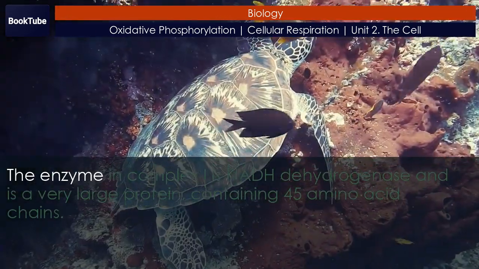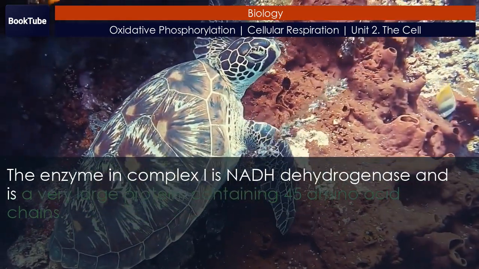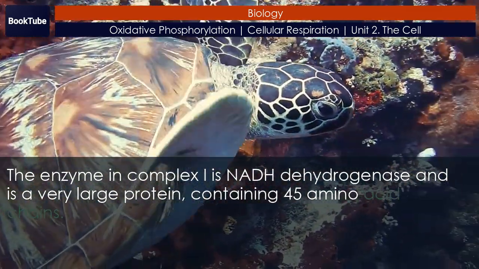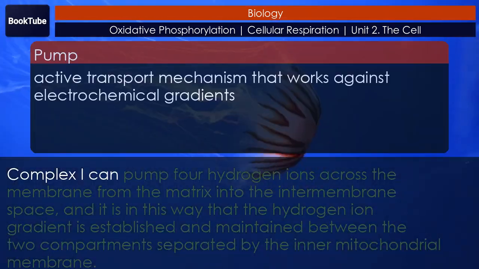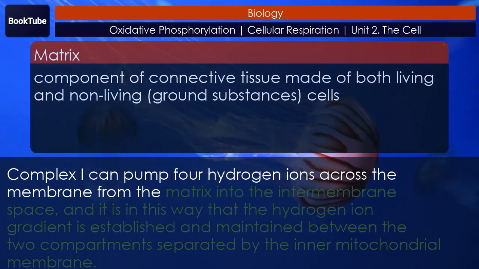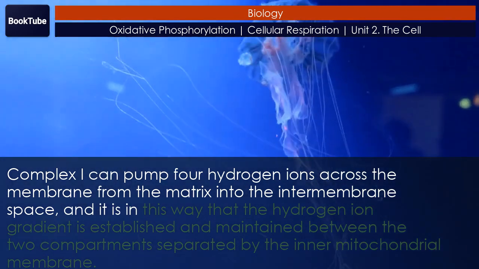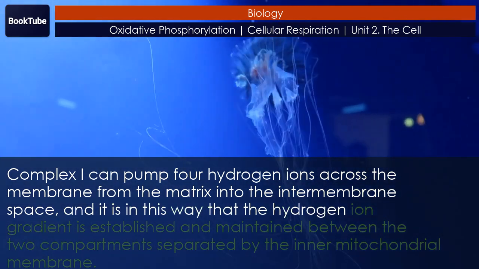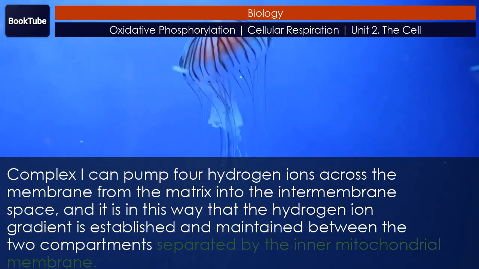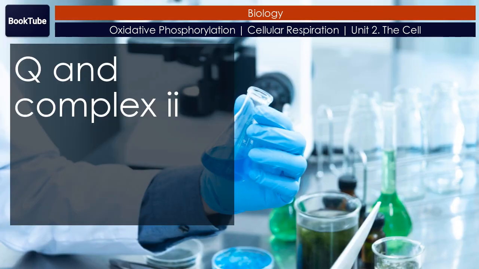The enzyme in complex I is NADH dehydrogenase and is a very large protein, containing 45 amino acid chains. Complex I can pump 4 hydrogen ions across the membrane from the matrix into the intermembrane space, and it is in this way that the hydrogen ion gradient is established and maintained between the two compartments separated by the inner mitochondrial membrane. Q and complex II.